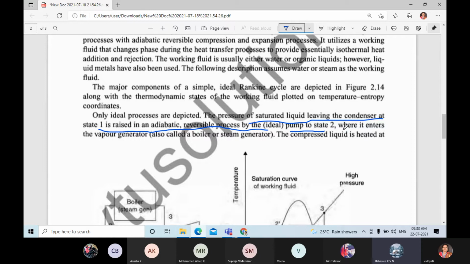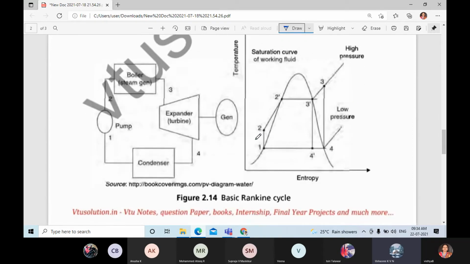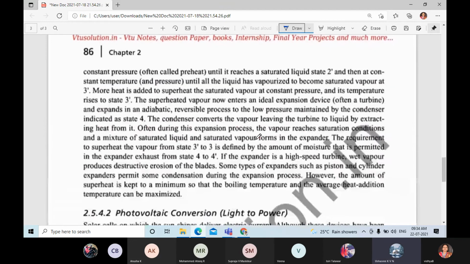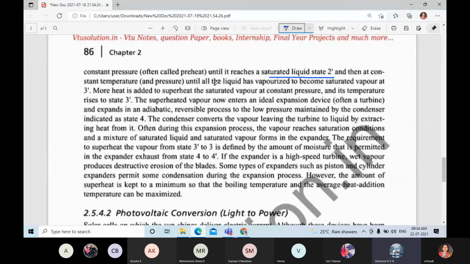In state 2, it enters the generator at constant pressure, often called preheat, then it reaches the saturated liquid at state 2. Then, at constant temperature and pressure, until all liquid is vaporized and becomes saturated vapor 3. Most added superheat vaporizing at constant pressure and temperature raises to 3 dash.